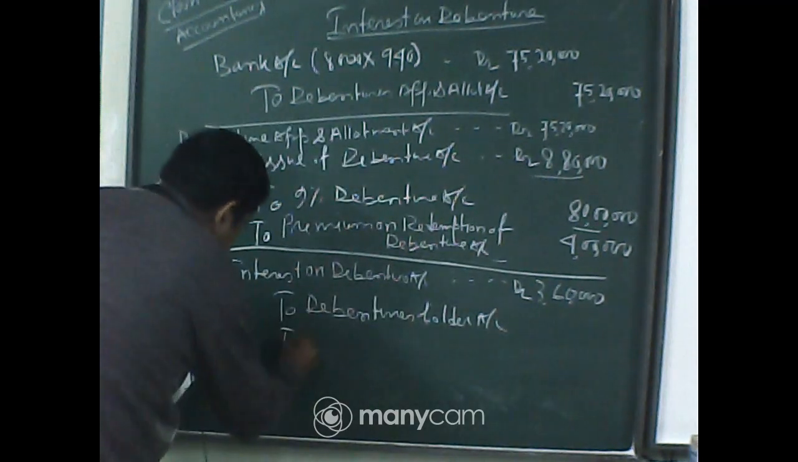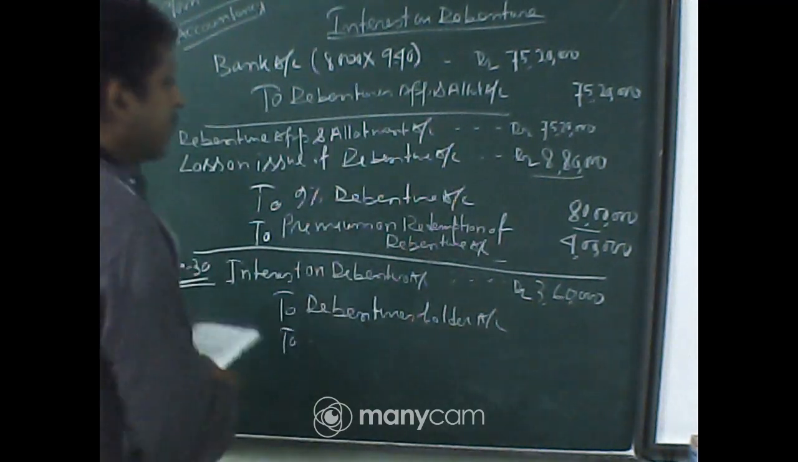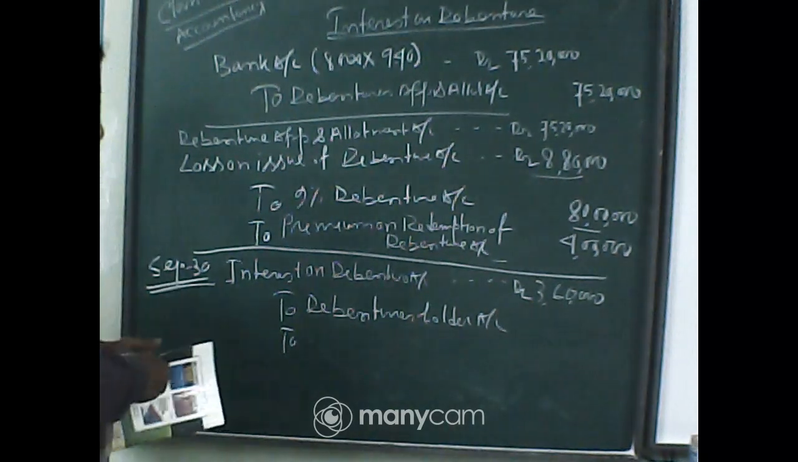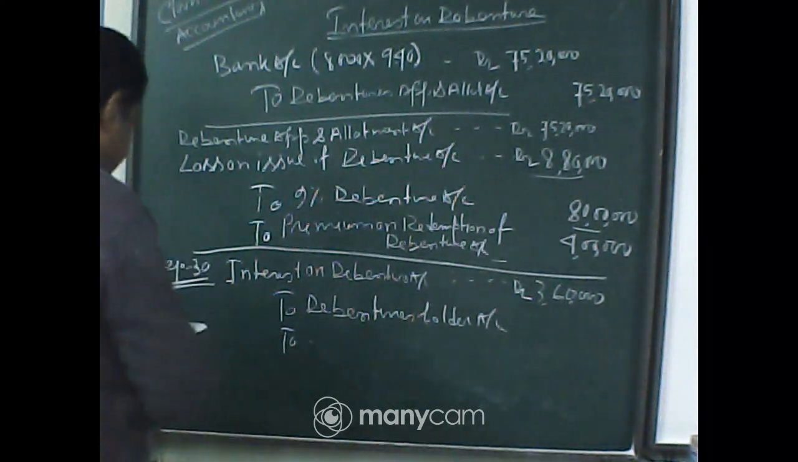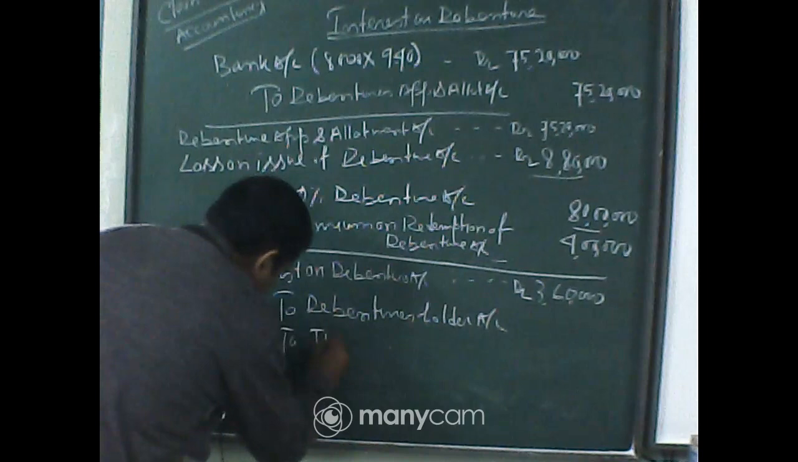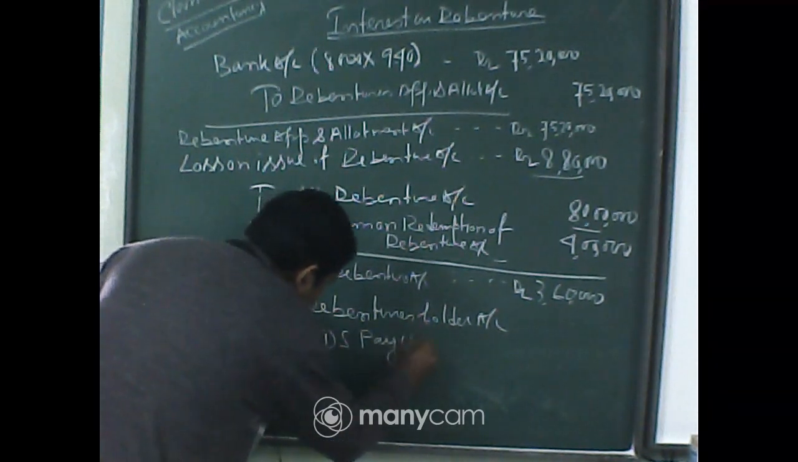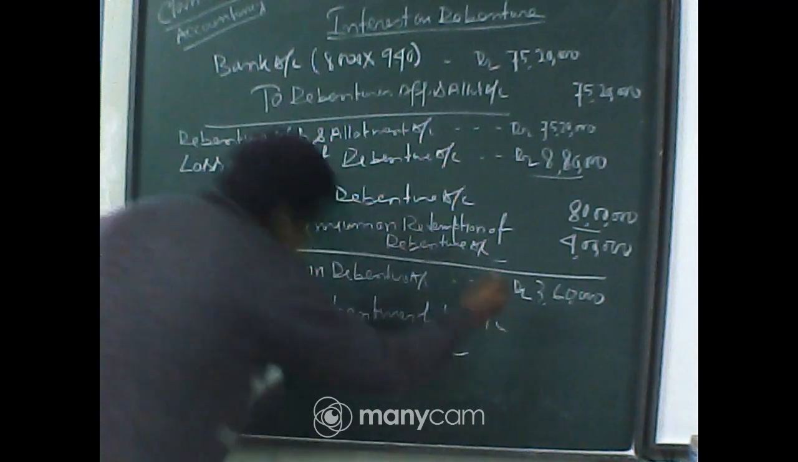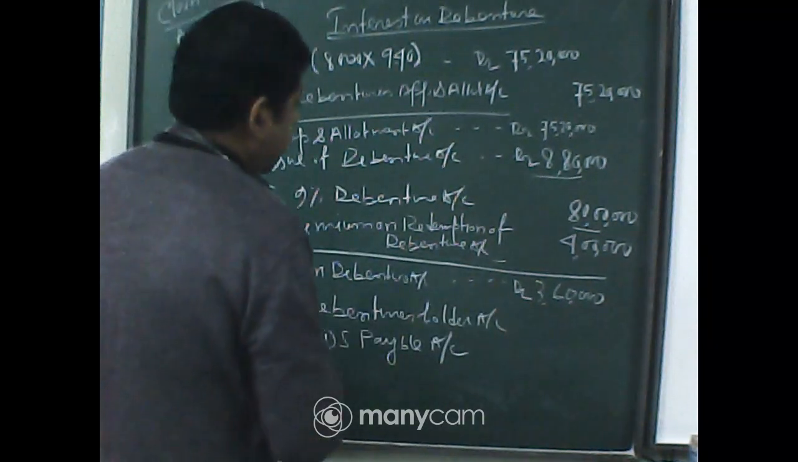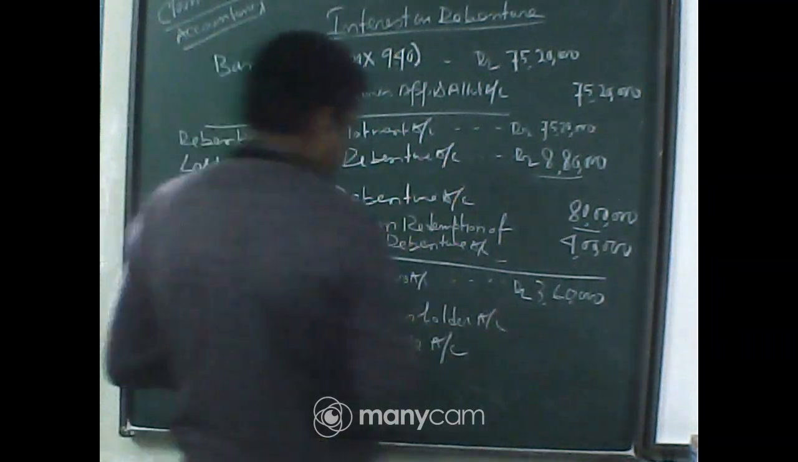And another liability arises here, that I have already discussed, that is TDS. Now, TDS payable account. You have to make a TDS payable account that you have to pay to the government. Now, I have said there is a TDS rate in this problem.